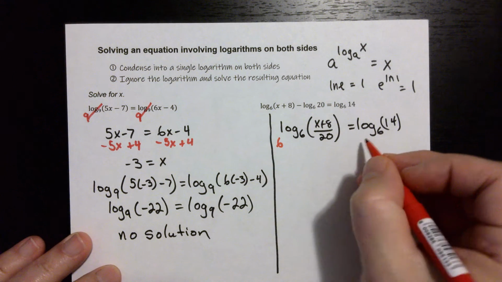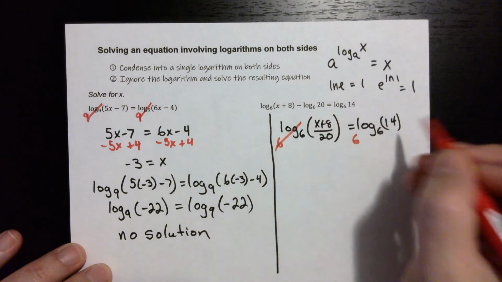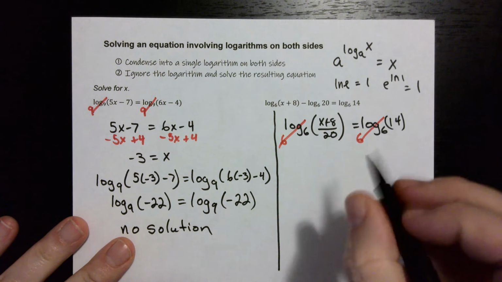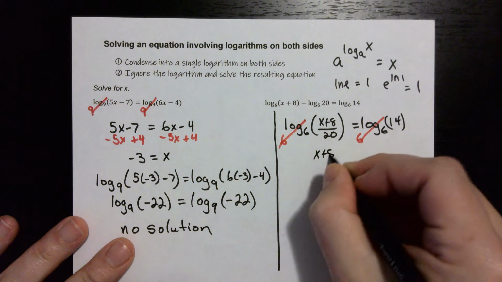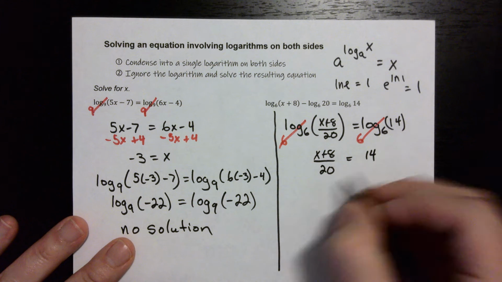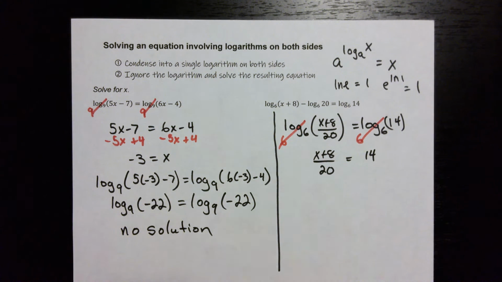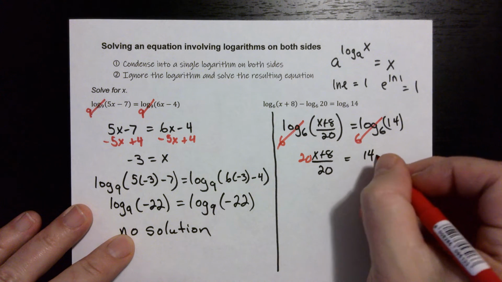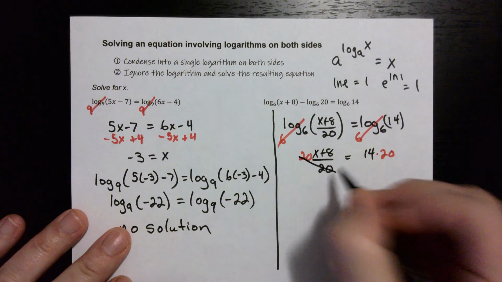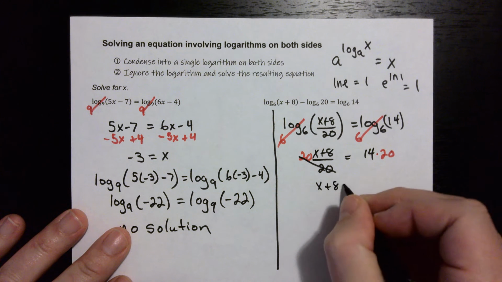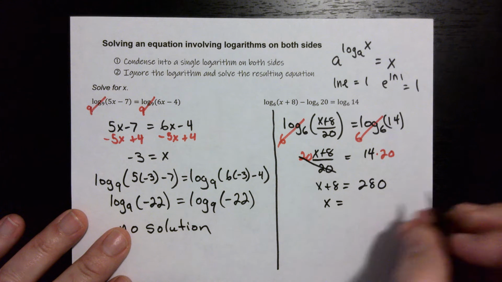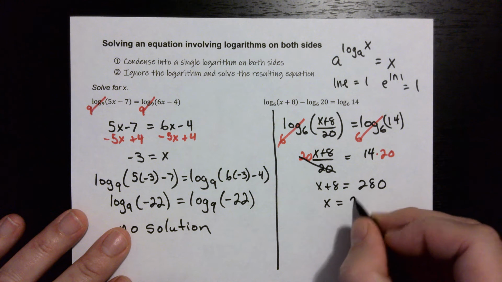This time it'll be a 6 that I'm raising to the power, so that cancels and that cancels. So we're basically ignoring the logarithm to find these potential solutions. x plus 8 over 20 equals 14. If we multiply the 20 on both sides, 14 times 20 is 280. This cancels here, so you get x plus 8 equals 280. And x is equal to, if I subtract the 8, 272.